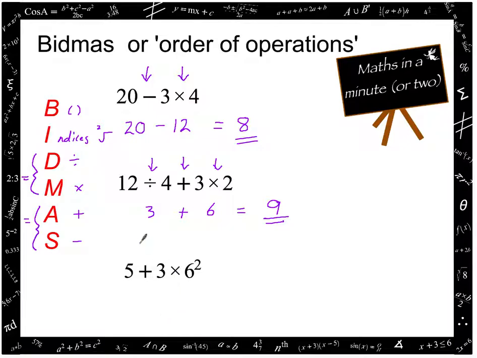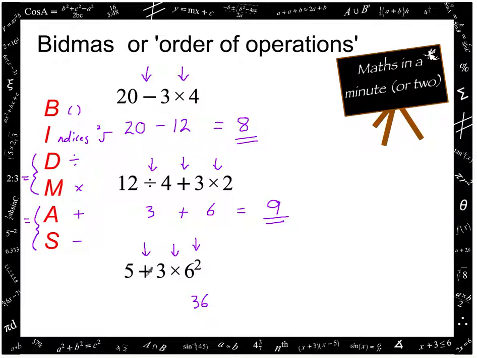So we have here an add, a multiply, and we have an index here. We have a squared sign. So of all these three things, the thing that comes first in BIDMAS is the index. So we must do 6 squared first, which gives us 36.